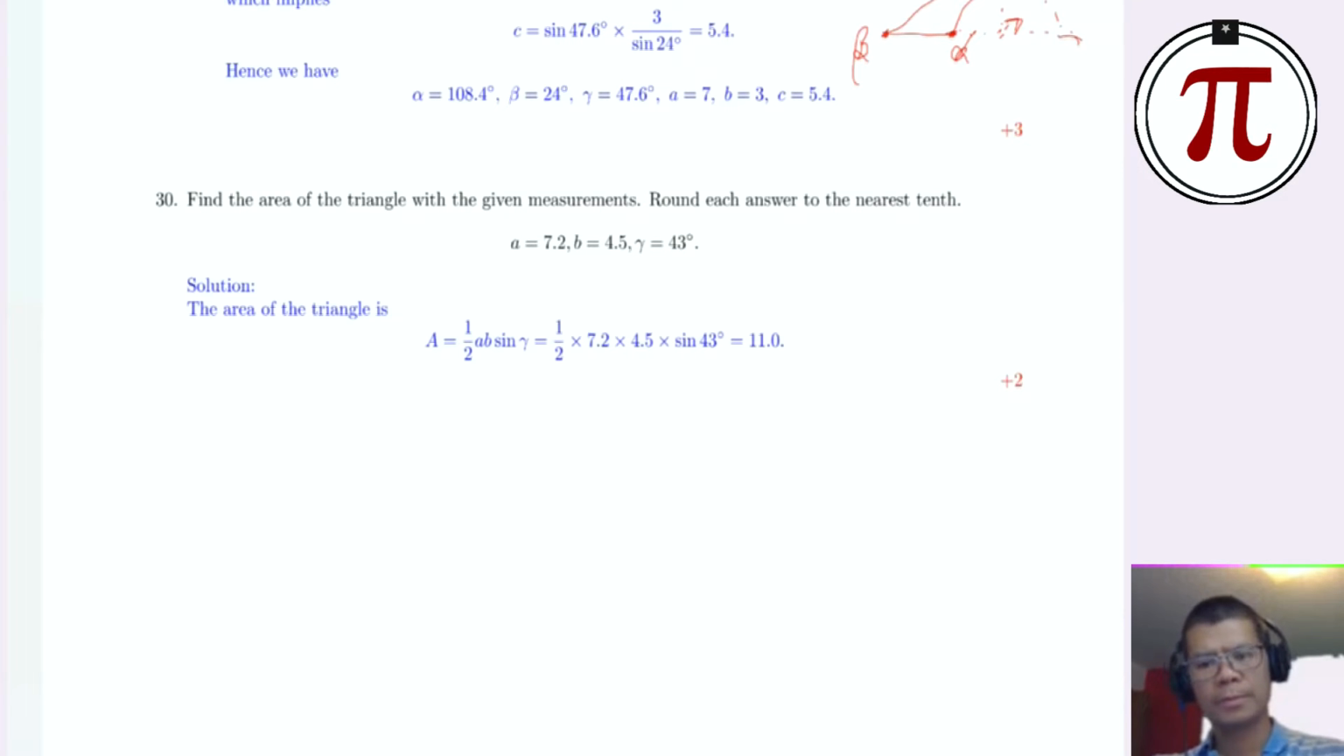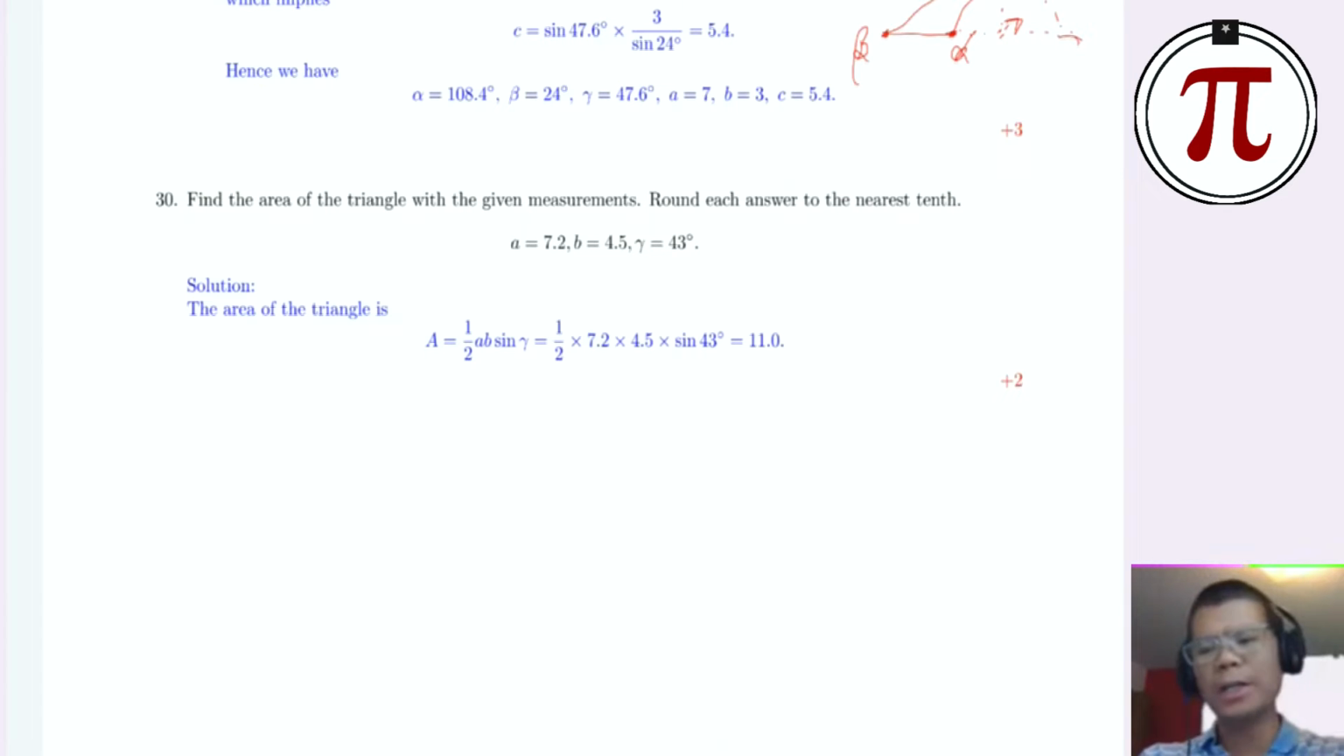Find the area of the triangle with the given measurements. Round each answer to the nearest 10. A equals 7.2, B equals 4.5, gamma equals 43 degrees. Okay, very good. All right, consider this one.